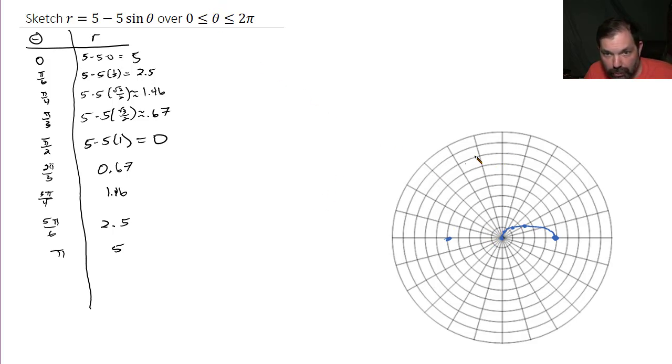At 2 pi over 3, that's this one. I'm at 0.67. That's about here. And then at 3 pi over 4, 1.46. That's here. And at 5 pi over 6, 2.5. That's here. All right, that's more like it. So this, I haven't connected. I haven't gotten back to where I started like I did in the previous exercise. So let's continue. Let's do some more points and see what happens.